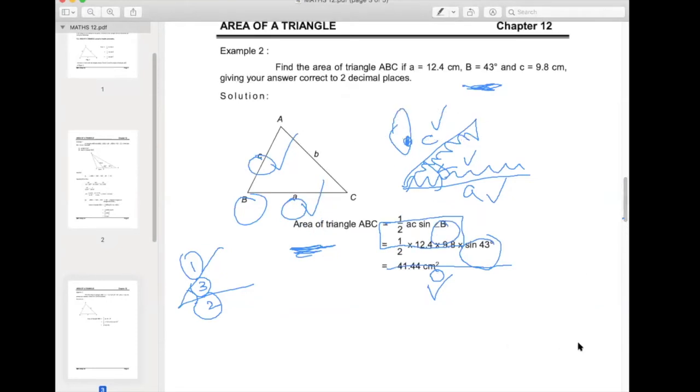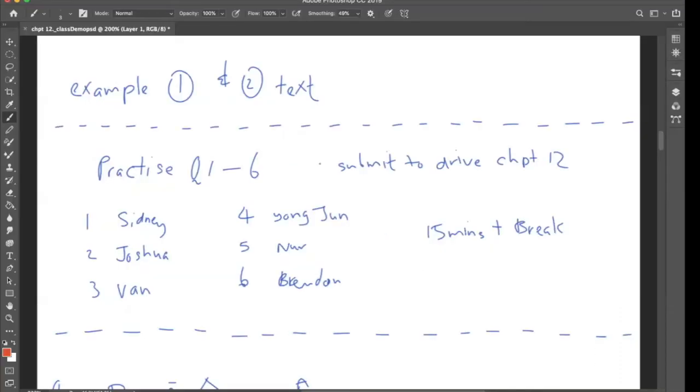So let me clear this. All right, so go and try out the question. Sydney will take question 1. Joshua, question 2. Van, question 3. Yongjun, try question 4. And then we come back in 15 minutes. Okay? Rennie and Brandon, try question 6. Is it okay?